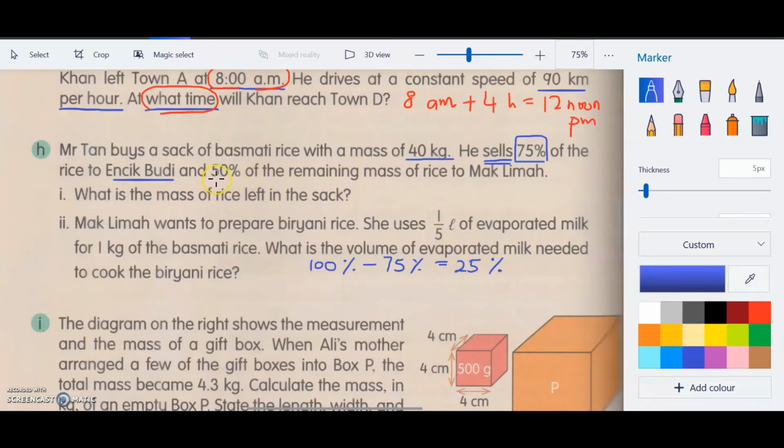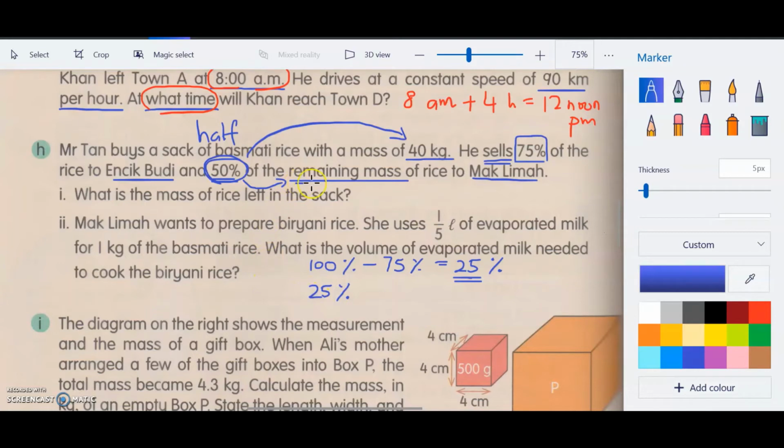Then another 50%, he sells it to Mak Lima. Now this is not 50% from this, yeah? This is 50% of the remaining mass. So just now he sells 75% away, so his remaining mass is 25% only. Okay, now he only has 25%. Then from this 25%, he sells away 50%, another half. Okay, 50% means half. You have to remember that. 50% means half, separuh.